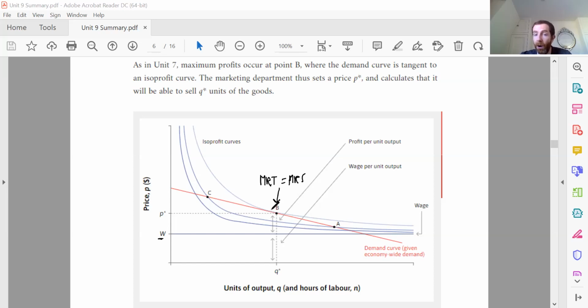So this is what the marketing department does. They choose the price P star that gets them to that point B on the demand curve, and that corresponds to a point Q star in terms of output. So there's the marketing department done: price chosen, quantity of output determined. Then here's where we have another simplification in the model. We assume the production function is really simple, so that if we need Q star output, that means we need N star, the same level of hours of labor.